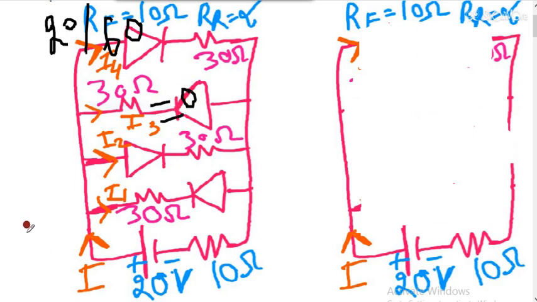Total current from the circuit is 20 by 30. So this is question number 8. So 8 questions we have discussed in 38 minutes approximately. So approximately 5 minutes I have taken for each question with explanation.